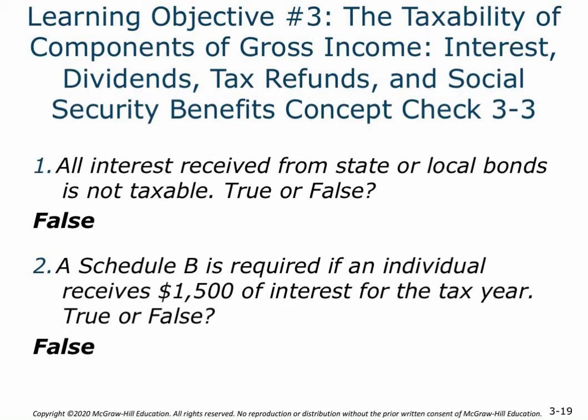That's because if an individual receives more than $1,500 of interest or more than $1,500 of dividends for the tax year, then the Schedule B is required. So at $1,500, you do not need to file it. At $1,501, you would need to file it or include it in the filing.